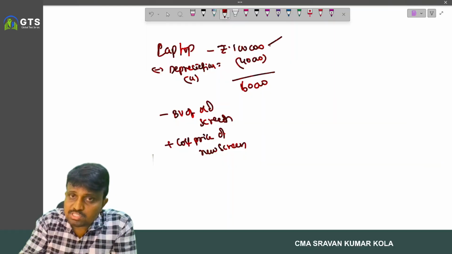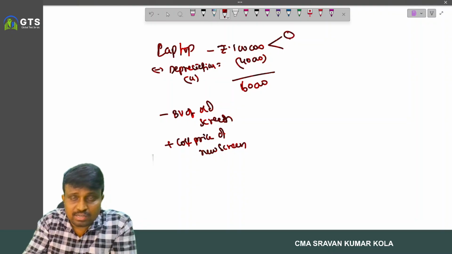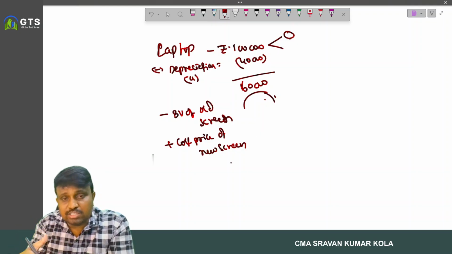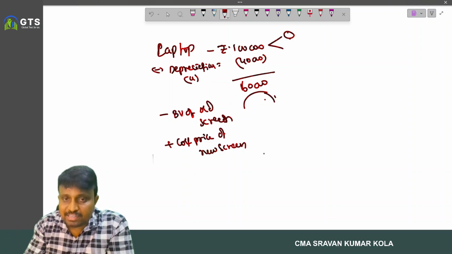Here, if you are able to determine the book value of the old screen, then out of the 1 lakh, we have to apportion it. What is the value of this screen separately? From that, you need to provide the depreciation for 4 years and calculate the book value. The book value is required to be reduced here, and the cost you incur to replace it with the new screen will be added here.